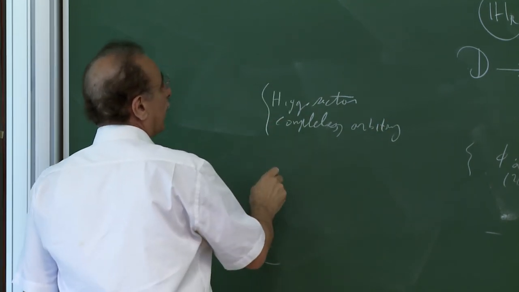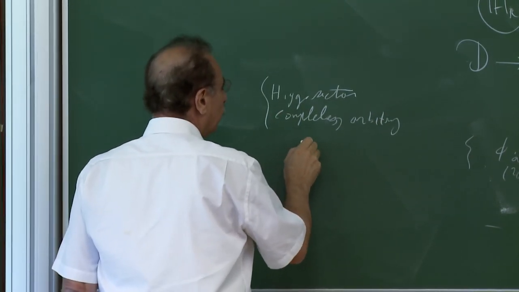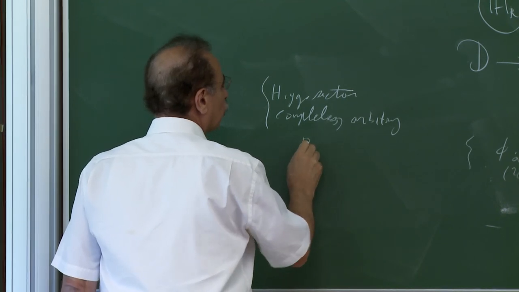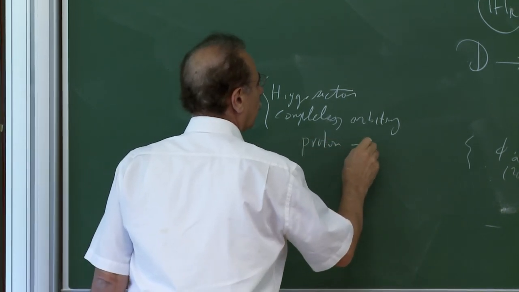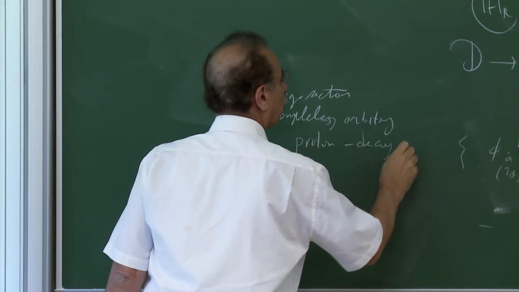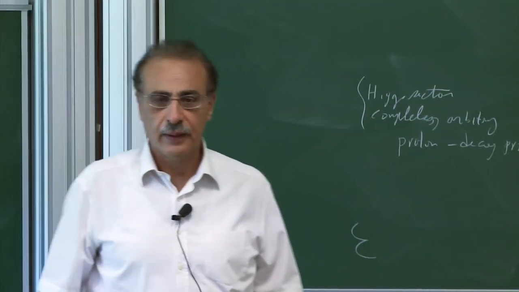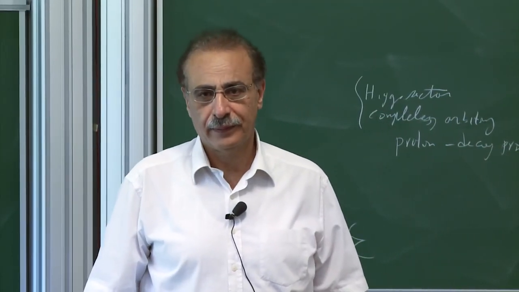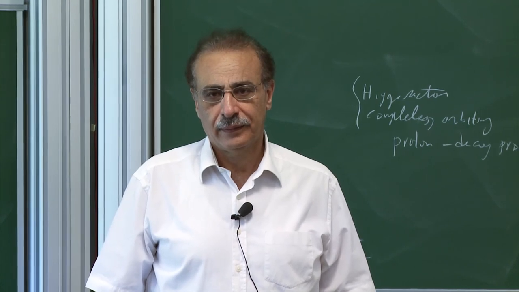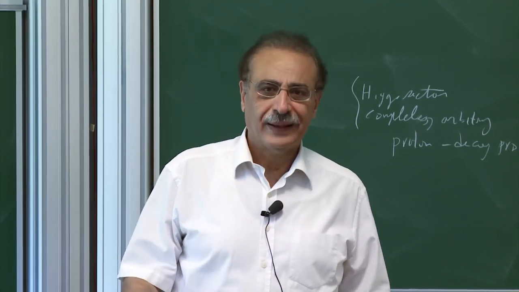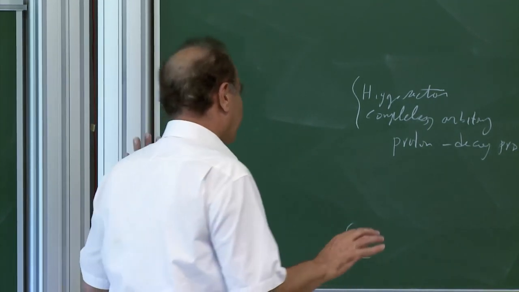First. And the second, you have the proton decay problem. Yes? I mean, once you have Higgs in some representation, you have two or three scalar invariants, so it's not completely arbitrary. Yeah. Well, look, I'll give you how arbitrary.